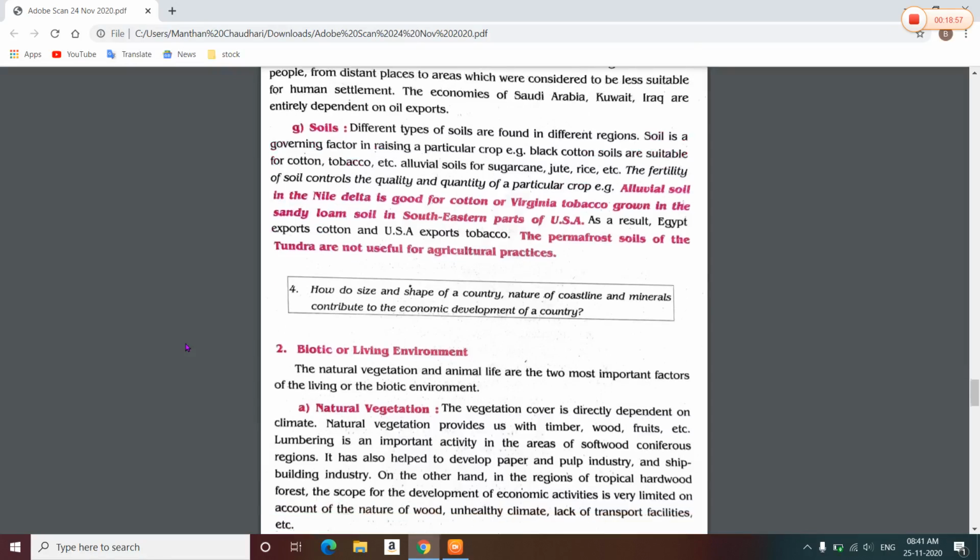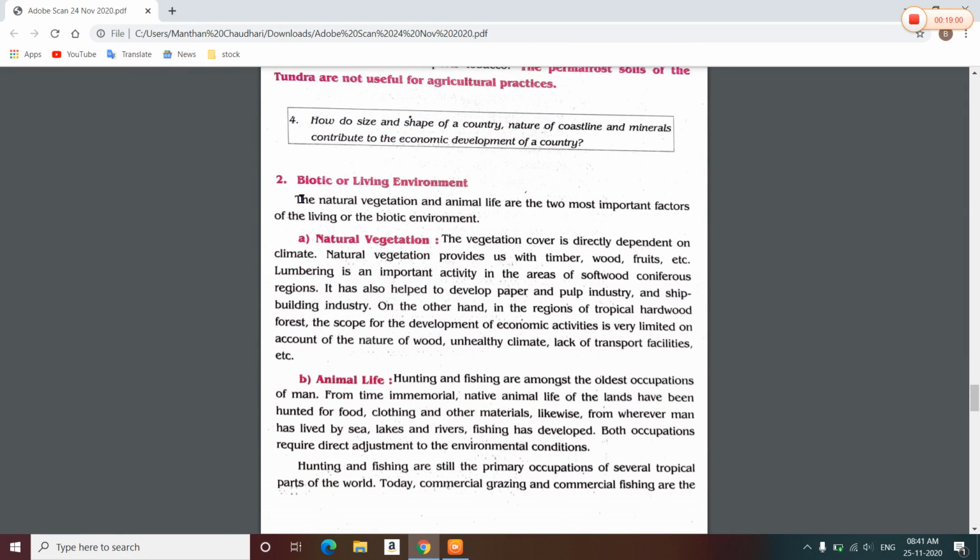Now let us see next. The second broad component of natural environment is what? Biotic or living environment. The biotic or living environment consists of different factors like natural vegetation or green plants, or you can say forest. Second is animal life, insects, microorganisms, macroorganisms, fish, etc.